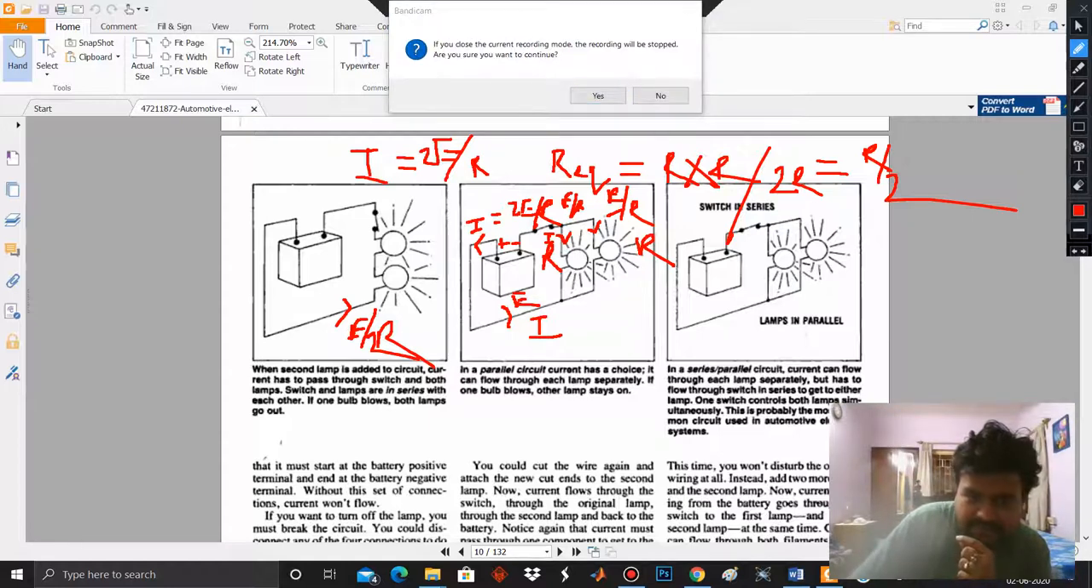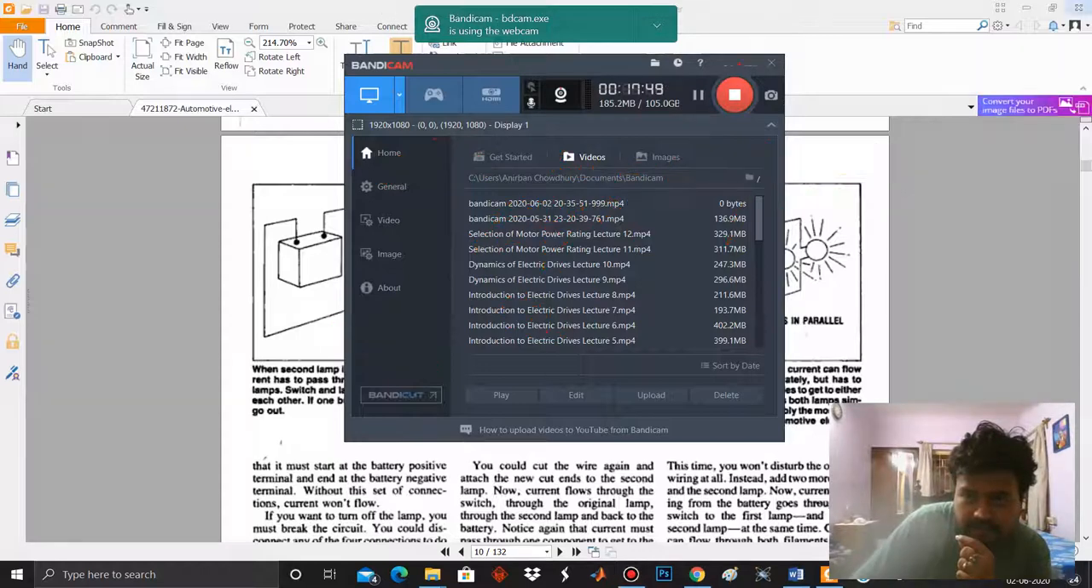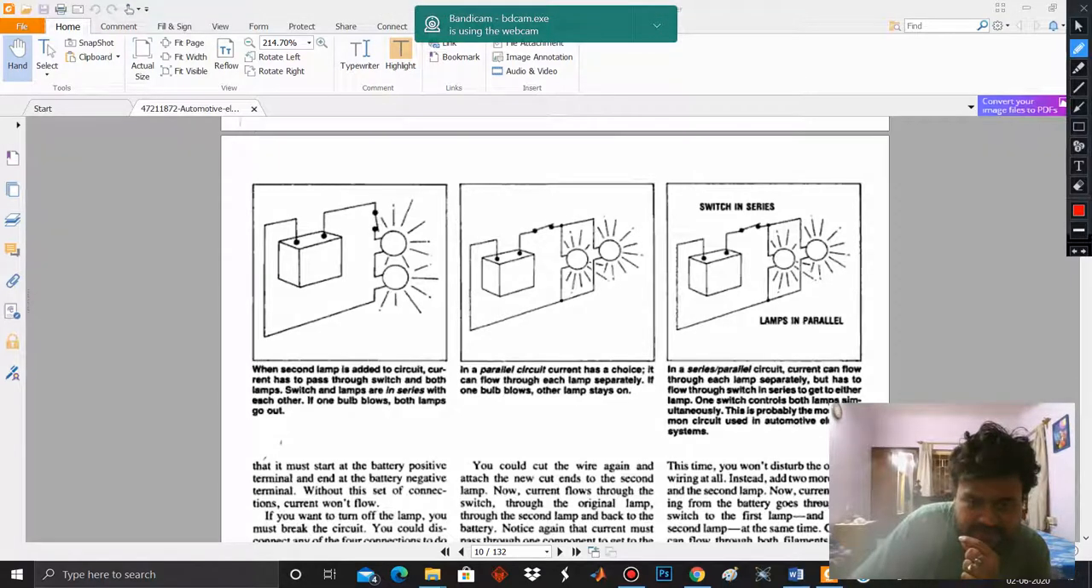So when a second lamp is added to the circuit, the current has to pass through the switch and both the lamps. The switch and the lamps are in series with each other. So when one bulb blows, both the lamps go out. So this is a safety issue.